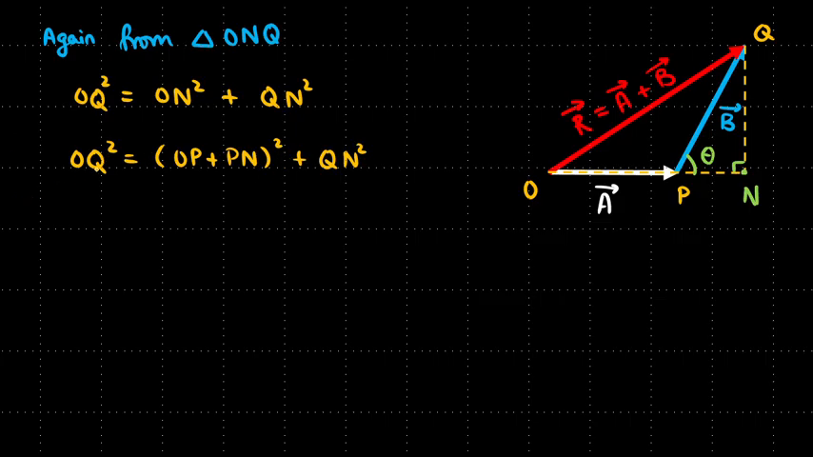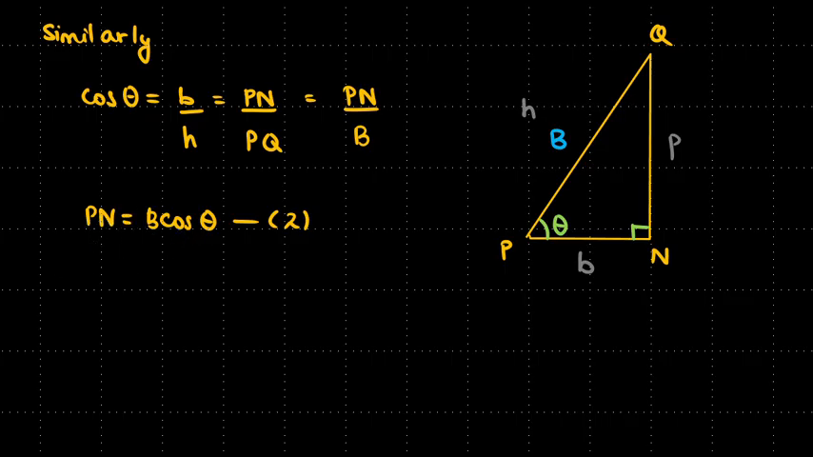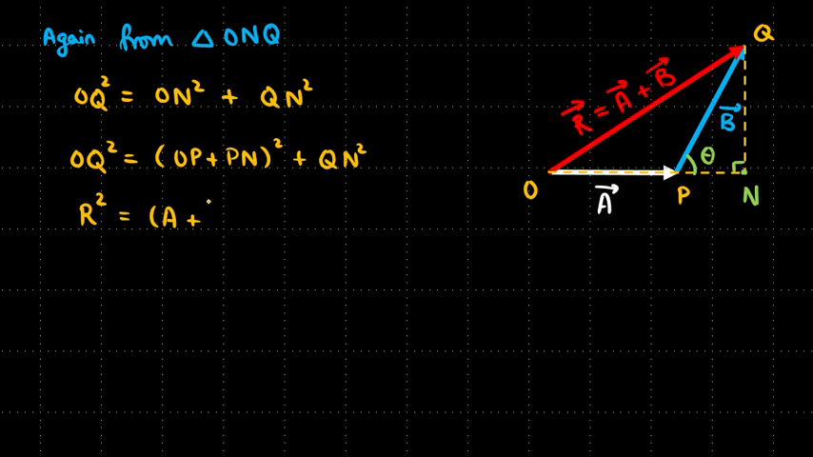Okay, so we know OQ. So let's look at OQ. If you're just taking the magnitude, OQ will just be R, right? So OQ will just be R. Let's write it with the same color. No need to make it difficult. So this will be R. OP will just be A in terms of magnitude. And PN will just be B cos theta. So this will be B cos theta whole squared plus QN.